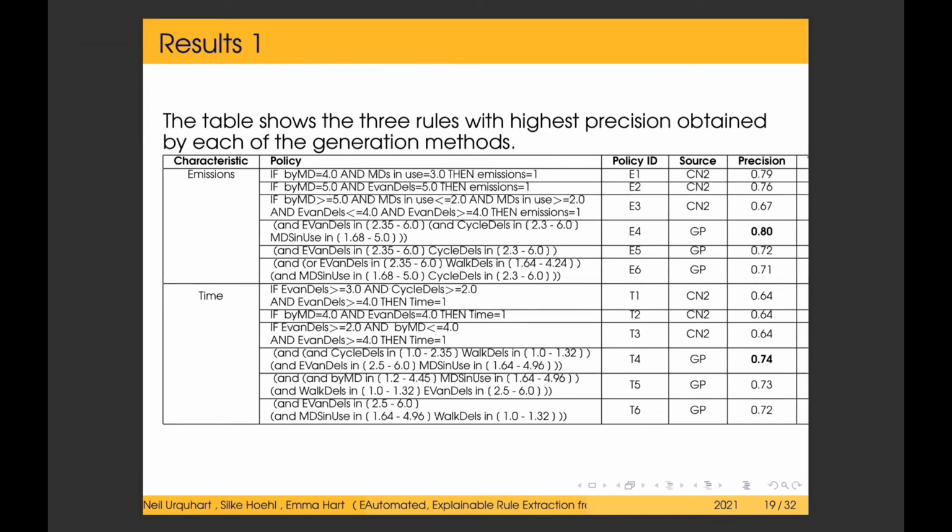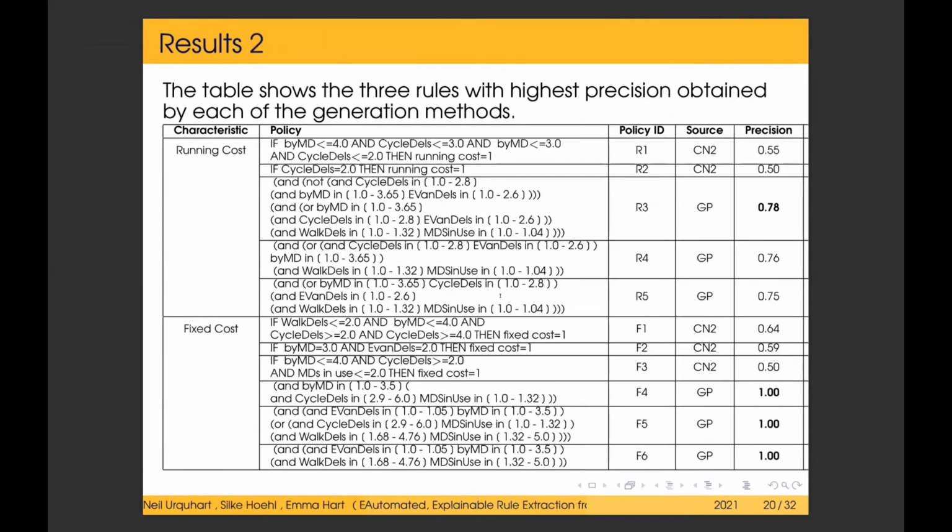Now you can look through the paper, look at this in detail, but essentially these were what we termed policies. The transport research people prefer to call them policies rather than rules. What we discovered essentially was that in most cases, in fact, I think in all cases, it was GP that produced the rule that got the highest precision. So we fairly quickly got to the stage where we were getting good results with GP rather than with the older CN2 method.